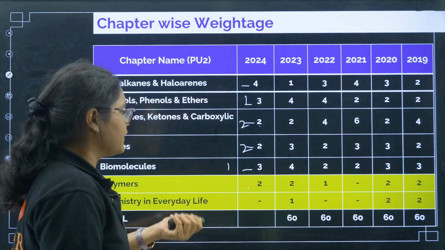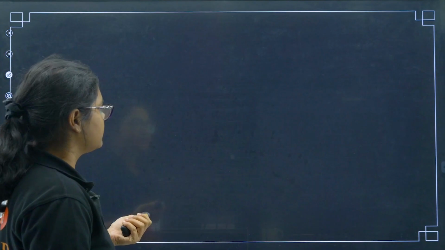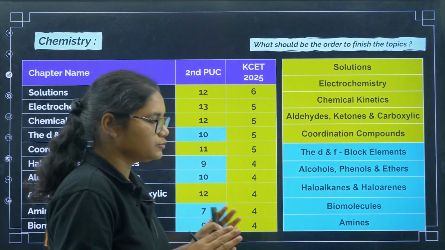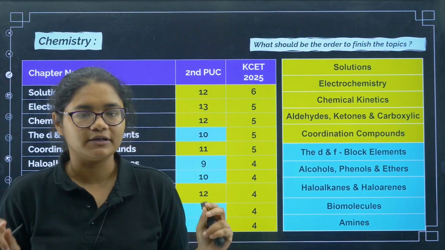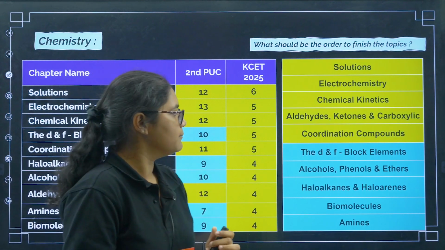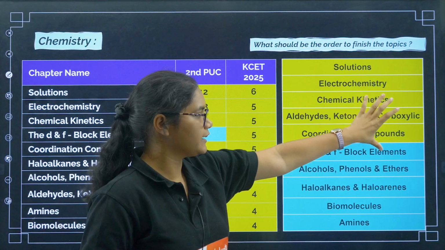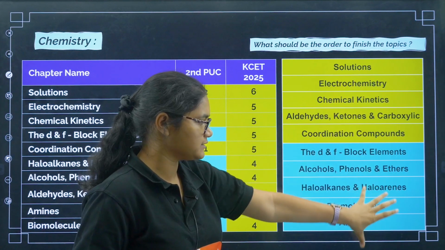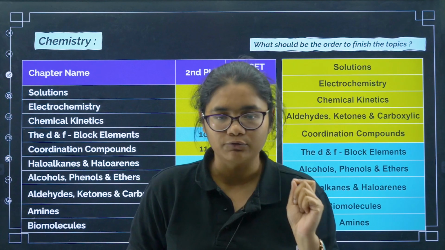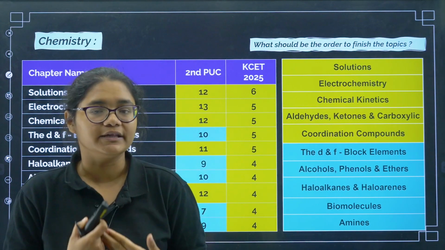Now these are the high weightage topics. So in chemistry you should not be ignoring any chapter from PU2. You should do all the chapters. My recommendation is, these are the high weightage, these are moderate weightage, but as I told you, all the chapters can give you 4 to 5 questions, so make sure that you study all of them.